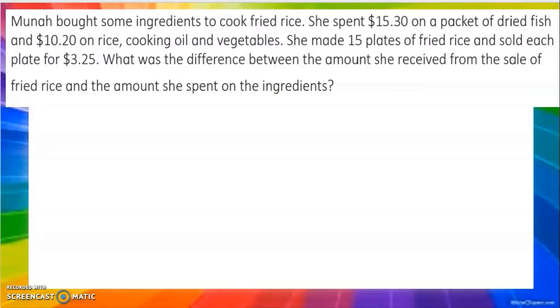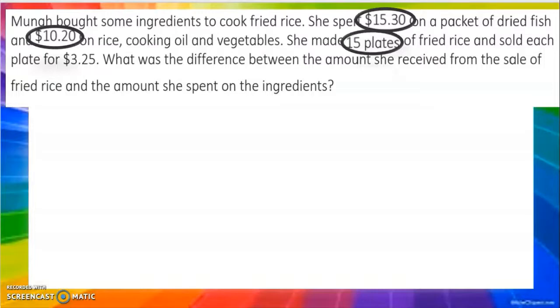Another example. Muna bought some ingredients to cook fried rice. She spent $15.30 on a packet of dried fish and $10.20 on rice, cooking oil, and vegetables. She made 15 plates of fried rice and sold each plate for $3.25. What was the difference between the amount she received from the sale of fried rice and the amount she spent on the ingredients? So we have important information: $15.30, $10.20, 15 plates, and $3.25.